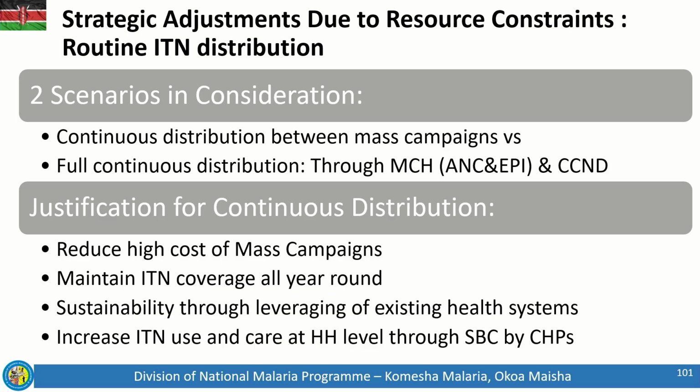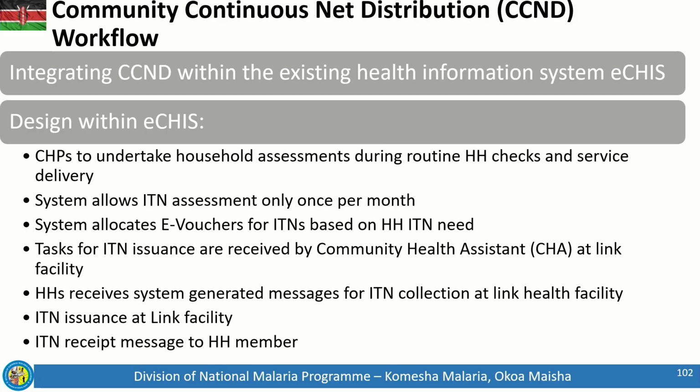The other scenario is where you fully go into continuous distribution to pregnant women through MCH and then have the community channel. The justification for that: high cost of mass campaigns, ITN coverage all year round, sustained through leveraging the existing health system. As I say, this is anchored in the electronic community health system, where we already have our community health promoters going to households and doing the household services at that household level, and they can continuously update the households.